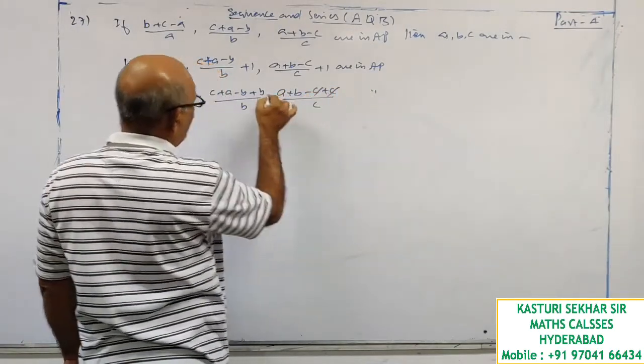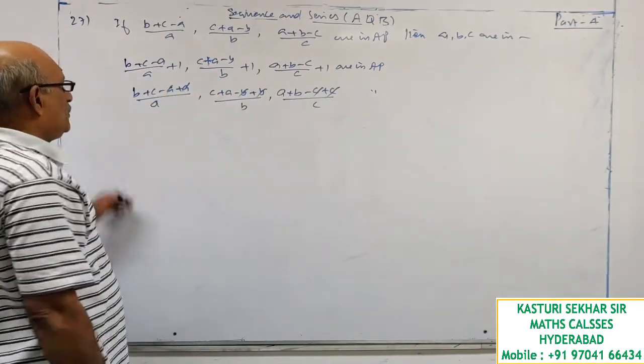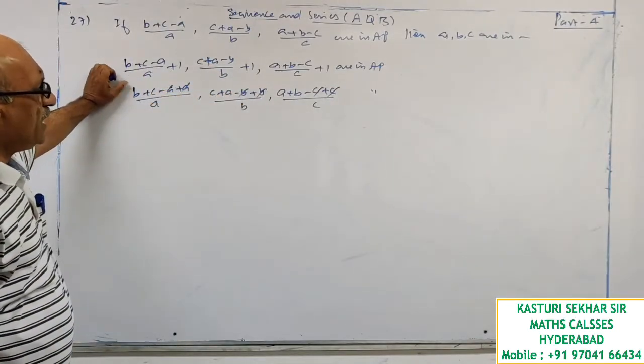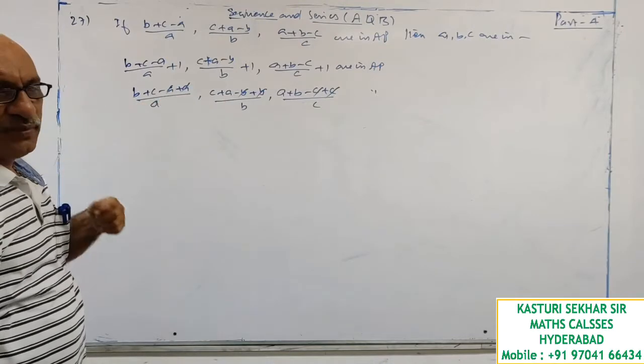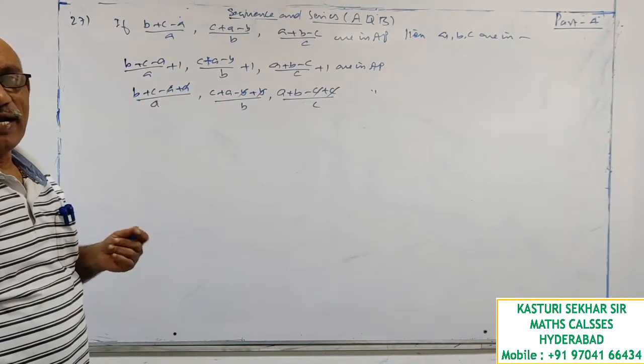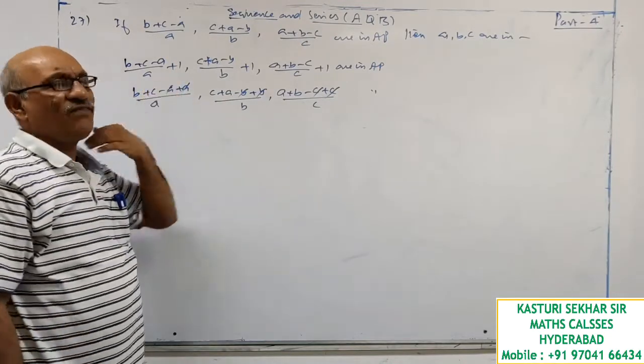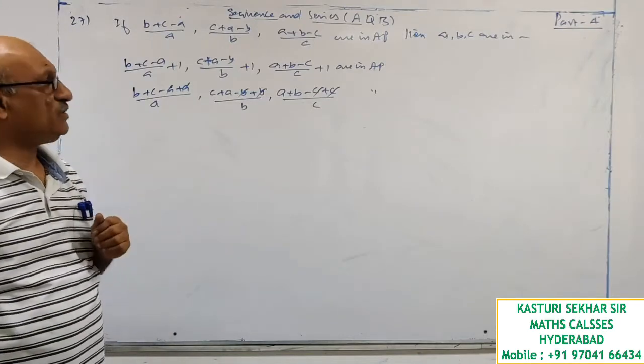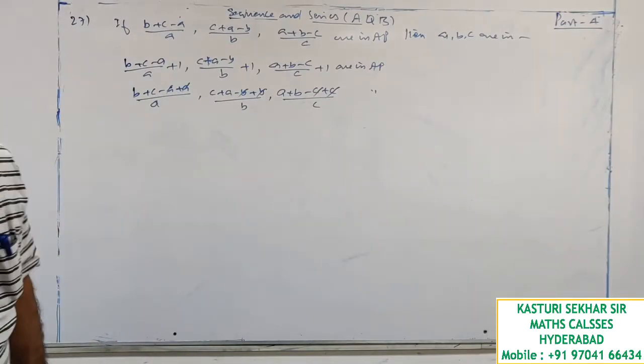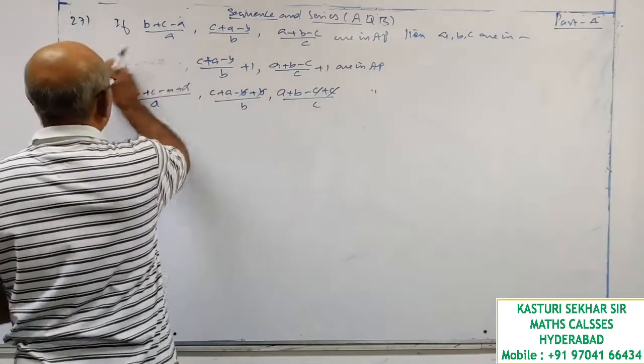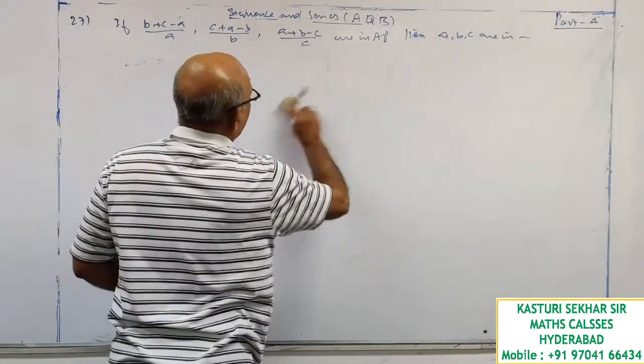So first is b+c in the numerator, second c+a, third a+b. Same values are not getting in the numerator. So adding 1 is not the solution to the given question. Then what will I do? I'll add 2 this time.